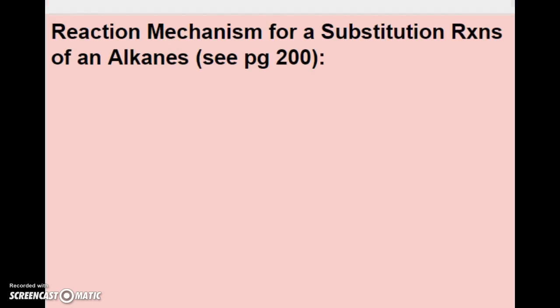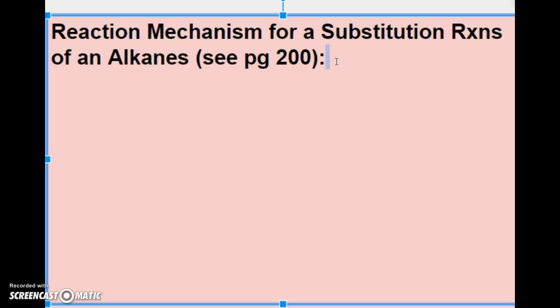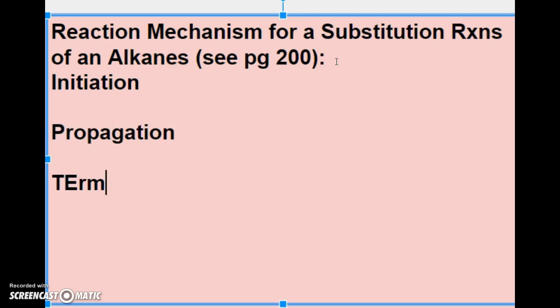So on page 200 in your book, they talk about the mechanisms for this substitution reaction of an alkane. And they talk in depth about the 3 steps: initiation, propagation, and termination of this process. And IB will expect you to know what these 3 steps are, and they'll expect you to be able to give one equation for each of these.